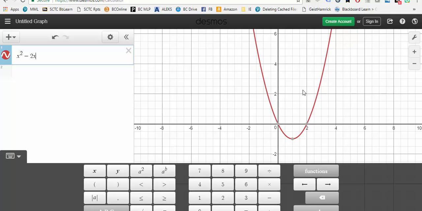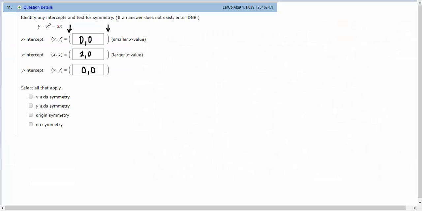And origin symmetry, it says whatever is in this quadrant is a double mirror image of what's in this quadrant, and we don't have that. So in this case, we would say there is no symmetry. And again, the function is symmetric to itself, but it's not symmetric about the axes or the origin. We would check no symmetry.